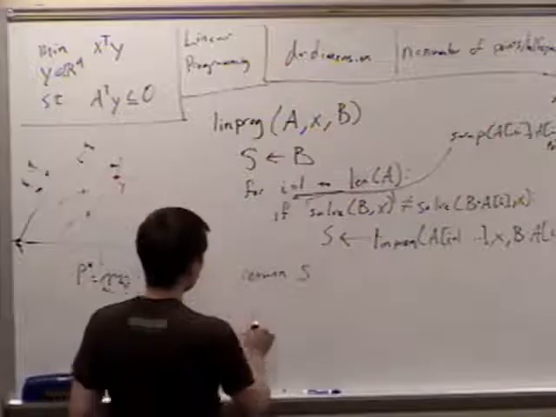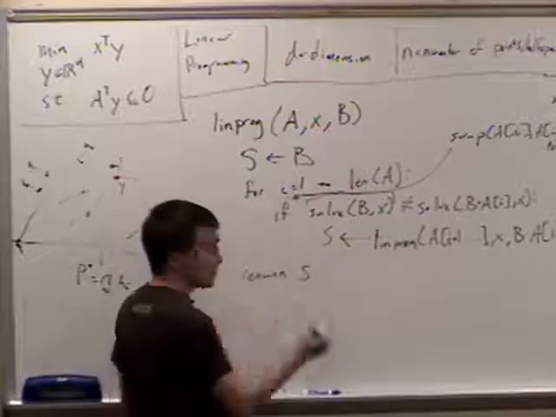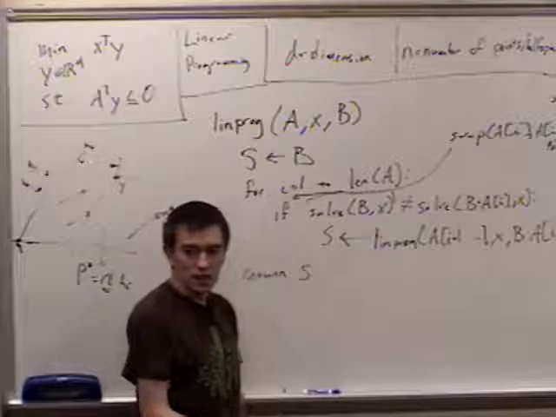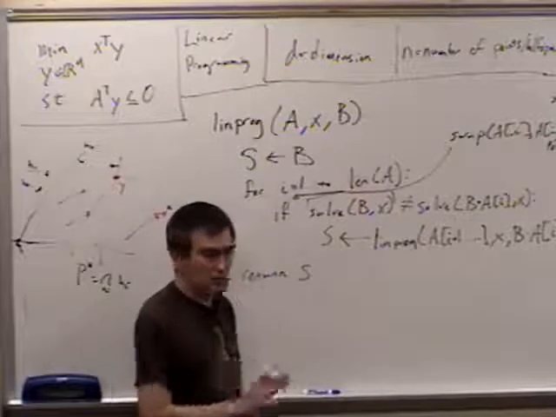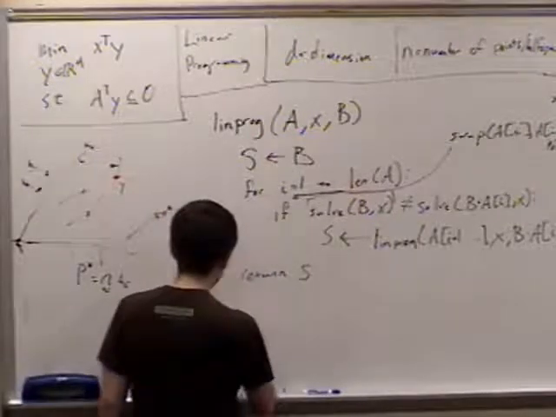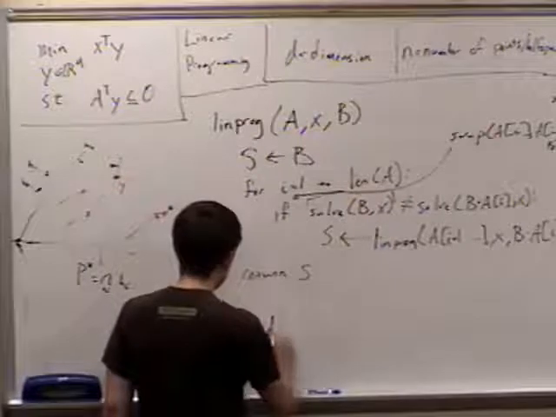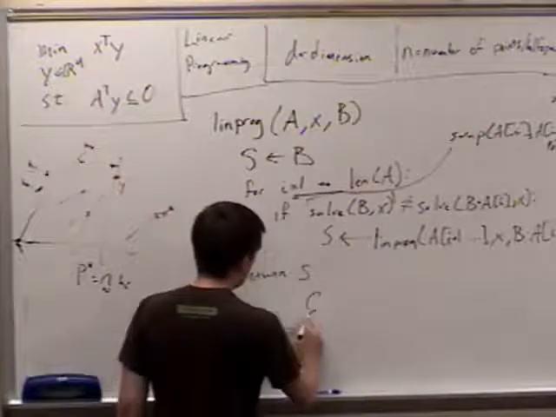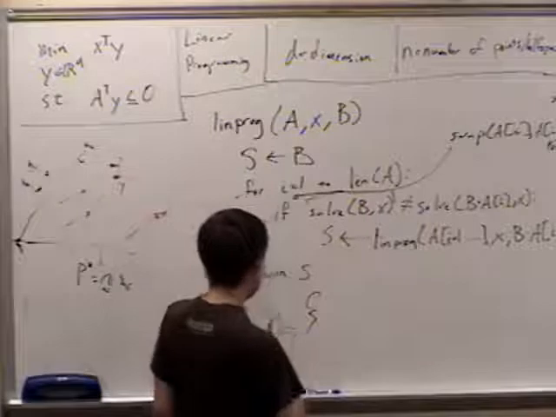So here's sort of the recurrence. We're going to write it as a function of n and d, which is the number of constraints and the dimension of the space. So we have this function T(n, d). And then there are basically three cases here.